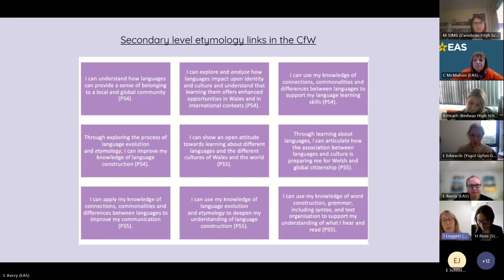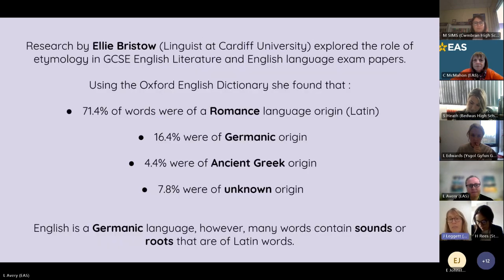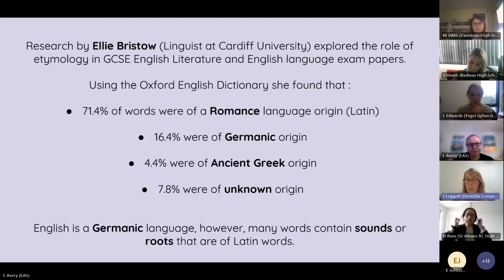So the research by Ellie Bristow, who's a linguist at Cardiff University, explored the role of etymology in GCSE English Lit and Lang papers. Now, for those of you on the etymology project, you're obviously fully aware of Ellie Bristow, and lots of us were at the conference as well in the summer term. So she'd used the Oxford English Dictionary, and she found that 71.4% of the words were Romance language origin, Latin, 16.4% Germanic, 4.4% ancient Greek, and 7.8% unknown, which is probably sort of our Hindi words and so on.